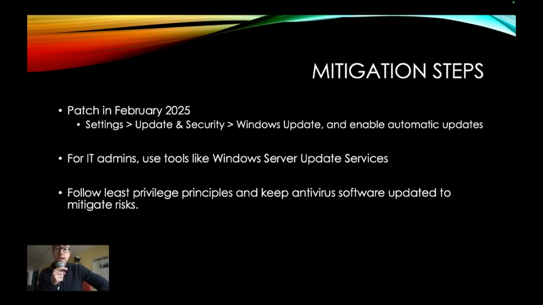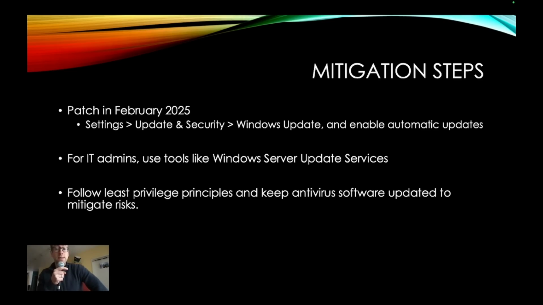Fortunately, Microsoft has released a patch for this vulnerability as part of the February 2025 security update. So the most important step to protect yourself is to make sure your Windows system is up to date. You can do this by going to Settings, Update and Security, Windows Update, and ensuring that your system is set to receive automatic updates. This is a simple step, but it's crucial for maintaining security. For IT administrators, it's recommended to use tools like Windows Server Update Services for patch management to ensure all systems in the network are updated promptly.